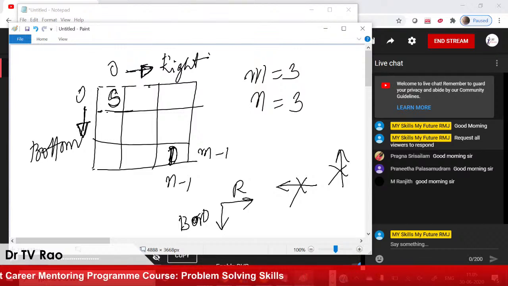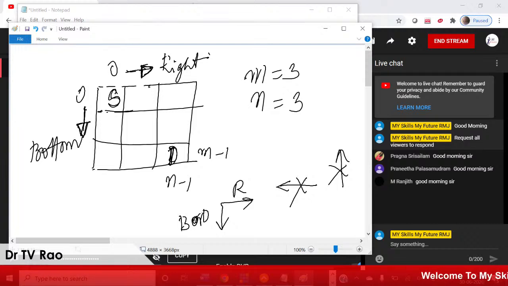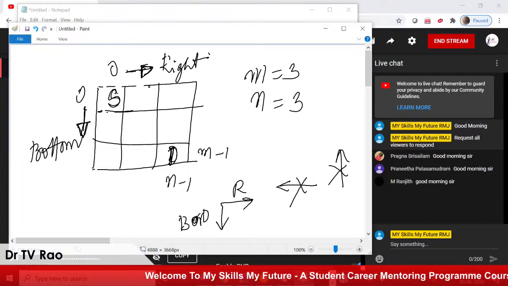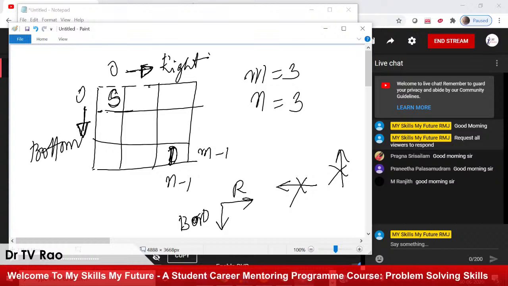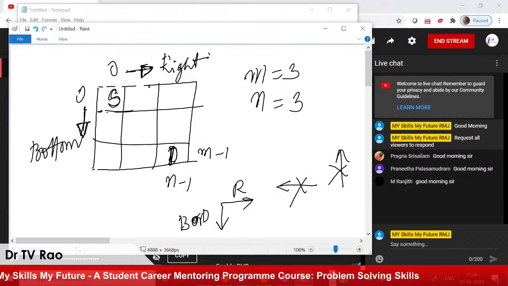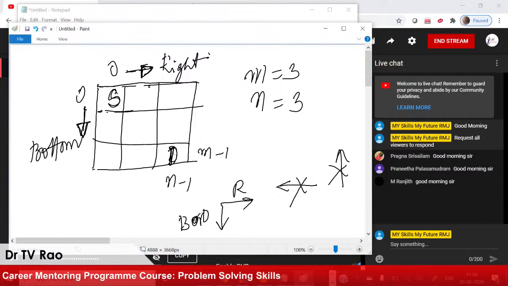So Pragna, Pranita, Ranjit, tell me how many different ways are available. In how many different ways one can reach destination from source? This is destination.